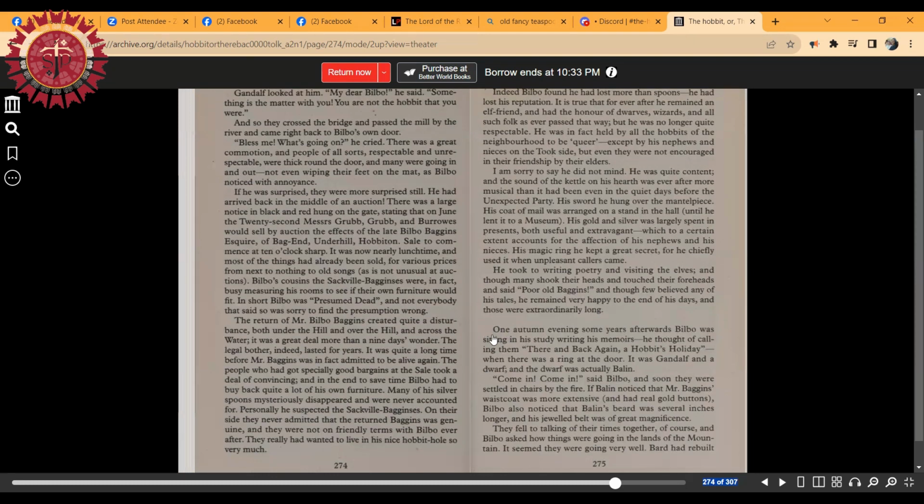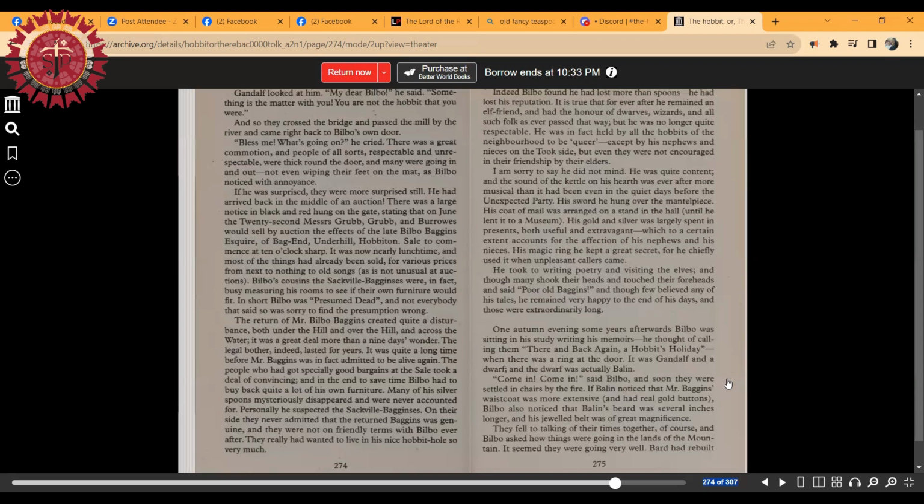Okay. One autumn evening, some years afterwards, Bilbo was sitting in his study writing his memoirs. He thought of calling them There and Back Again, A Hobbit's Holiday, when there was a ring at the door. It was Gandalf and a dwarf, and the dwarf was actually Balin. "Come in," said Bilbo, and soon they were settled in chairs by the fire. If Balin noticed that Mr. Baggins's waistcoat was more extensive and had real gold buttons, Bilbo also noticed that Balin's beard was several inches longer, and his jeweled belt was of great magnificence.